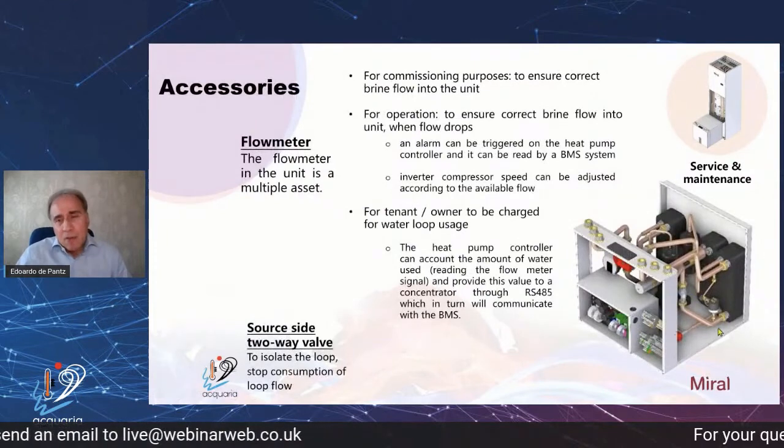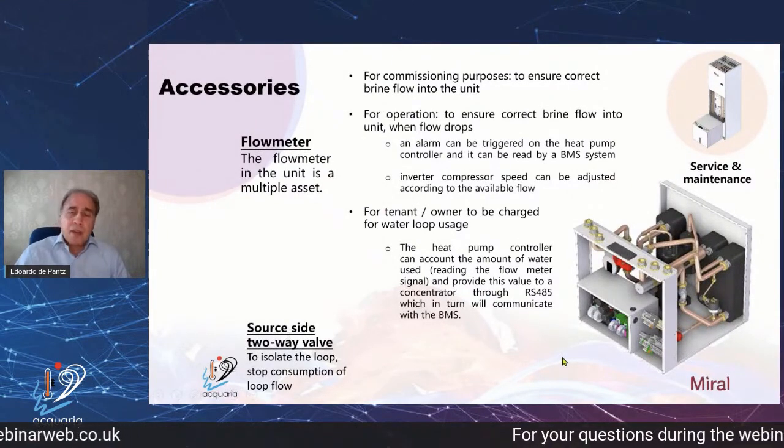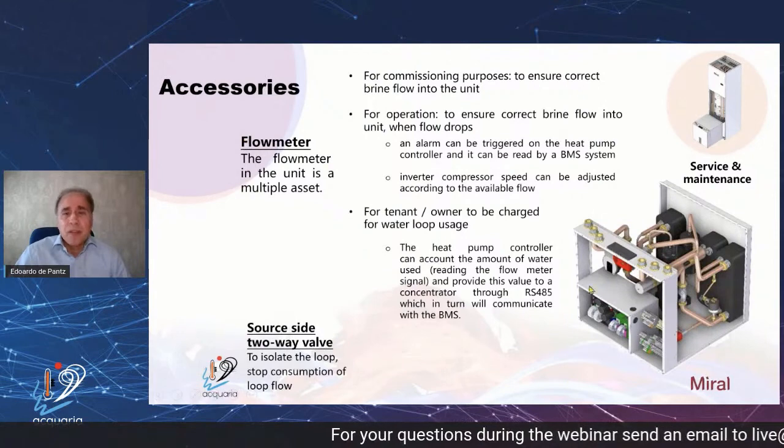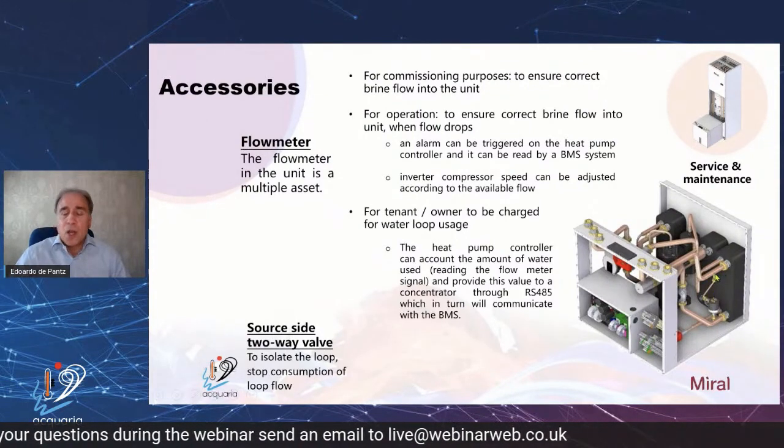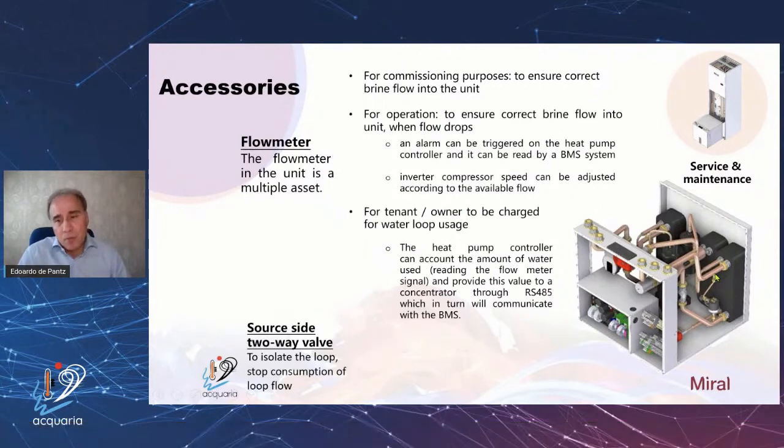And finally, I want to show you just a couple of interesting accessories of the units. One is the flow meter that we give as an accessory, on the outlet of the loop side. This accessory can be very interesting for the commissioning of the units, of course, to check the correct flow on the brine and loop side, but also during the operation of the units, because it's important to monitor the flow on the loop side to avoid any issue on the compressor side.